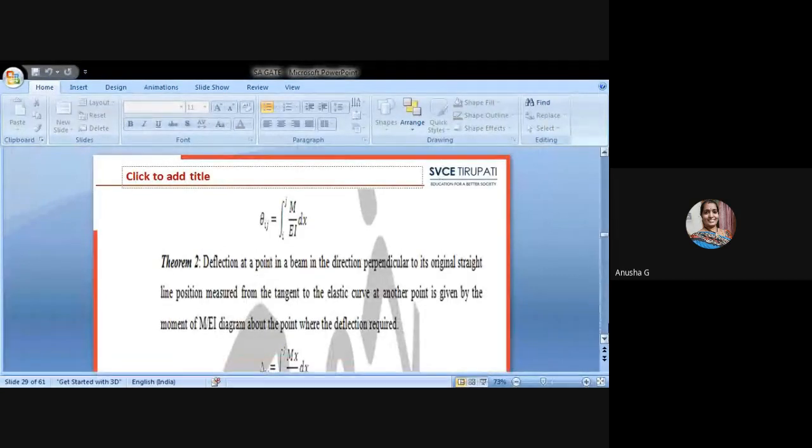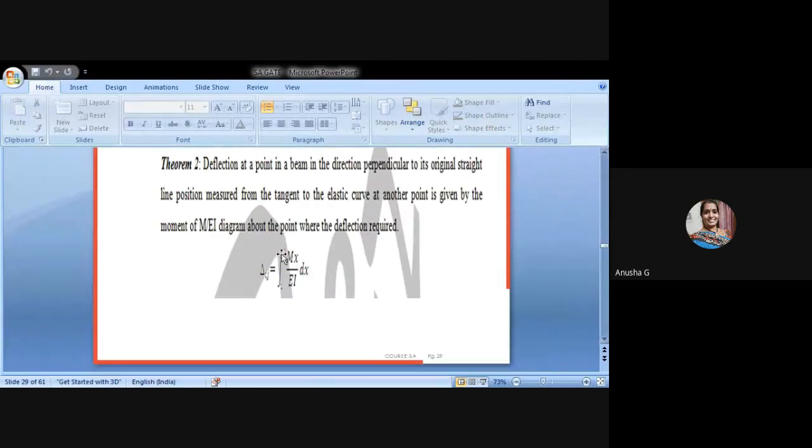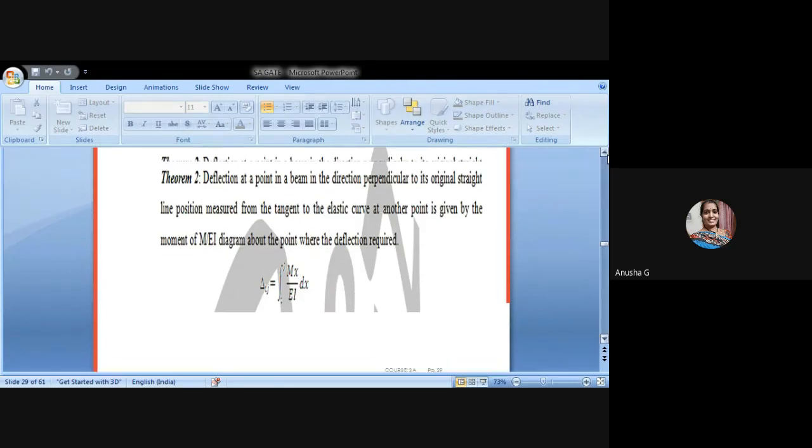Our equation is theta equals integration of M by EI into dx. That is the first equation, the first theorem for the moment area method. The second one: the deflection at a point in a beam, in the direction perpendicular to its original straight line, that the position is measured from the tangent to the elastic curve, and the other point is given by the moment of the M over EI diagram about the point where the deflection is considered. Here delta equals integration of Mx by EI into dx. This one is the second one.